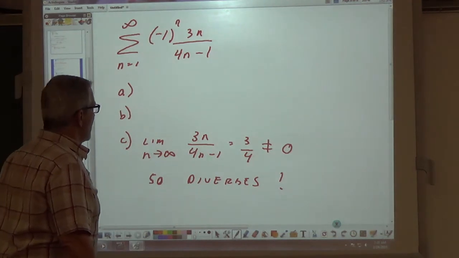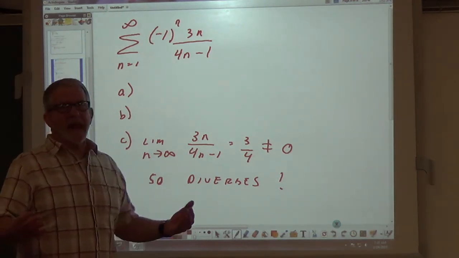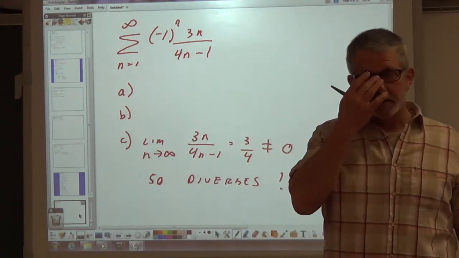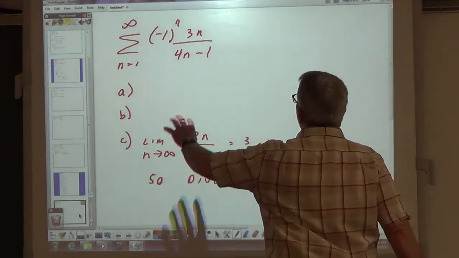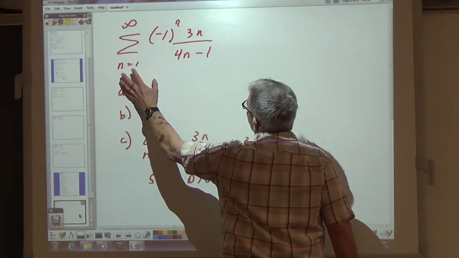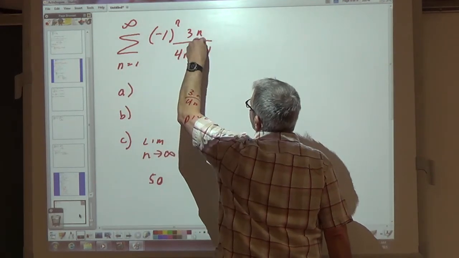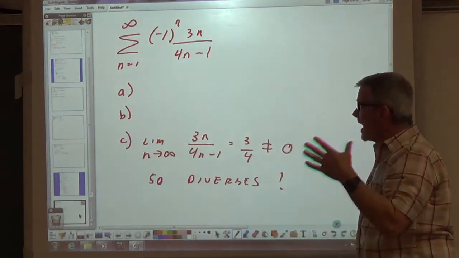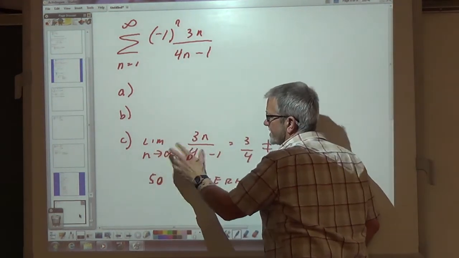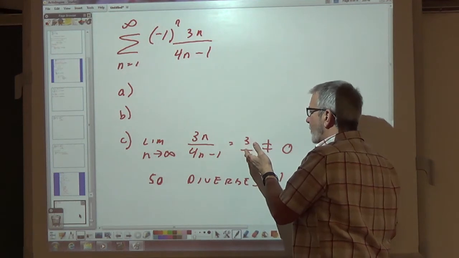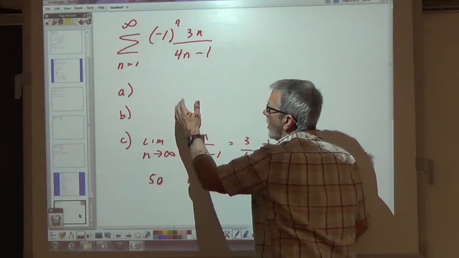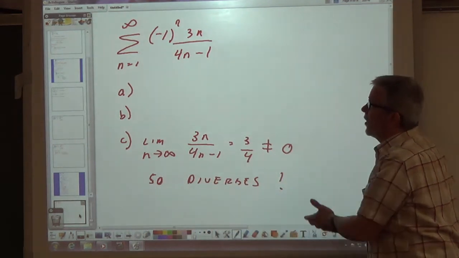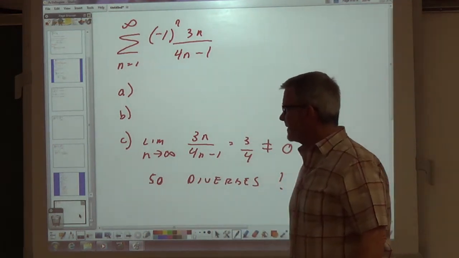Here's our last example for this video, a very simple one. Clearly an alternating series. If n is greater than 1, all this stuff is positive. But look, I jump down here and I can recognize right away that the nth term as n goes to infinity goes to 3/4, which doesn't go to 0. So no way all three of the conditions hold. So this particular alternating series diverges.